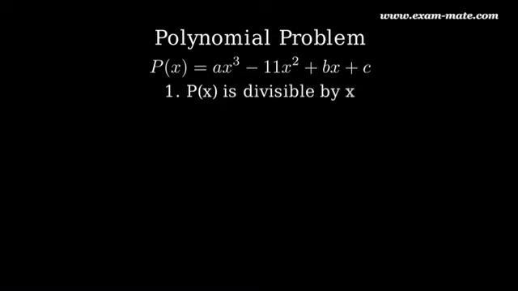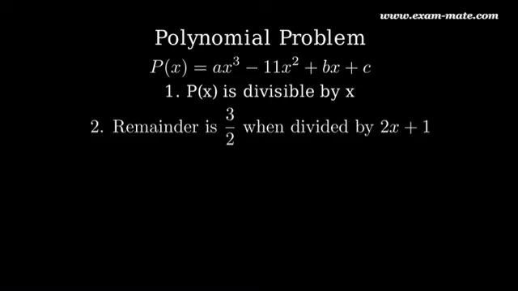Let's solve this polynomial problem step by step. We're given that p of x equals ax cubed minus 11x squared plus bx plus c, where a, b, and c are integers. We have three key conditions. First, p of x is divisible by x. Second, when divided by 2x plus 1, it has a remainder of 3 halves. And third, p prime of 2 equals 18.